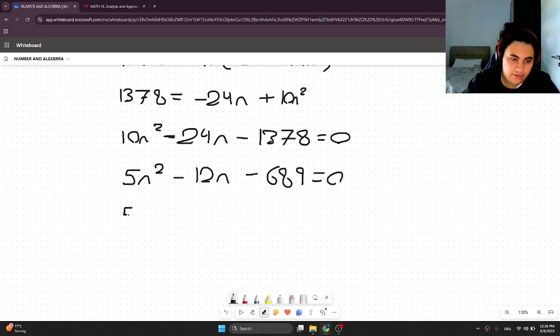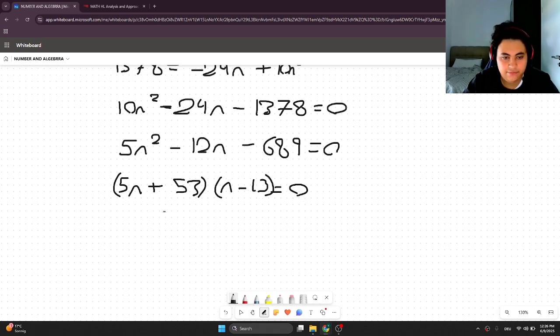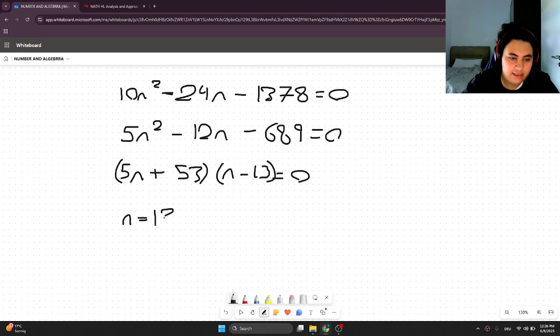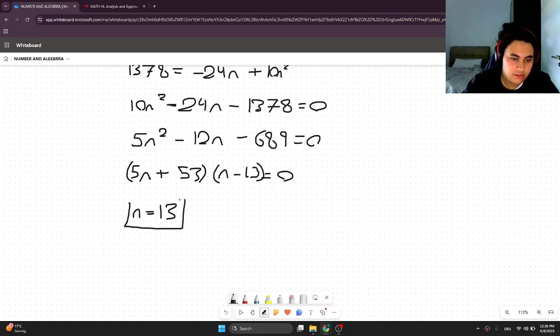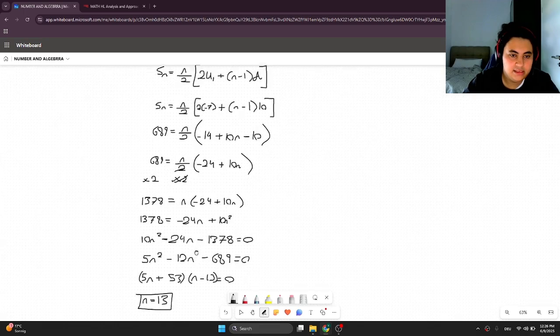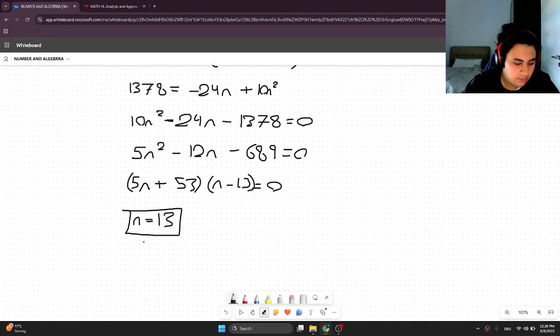This factors to 5n plus 53 multiplied by n minus 13. Okay, so this is it factorized. So therefore, from the second bracket, we can deduce that n is equal to 13. So the solution, or the amount of terms in this series, is n equals 13. Okay, let's move on to the next one.